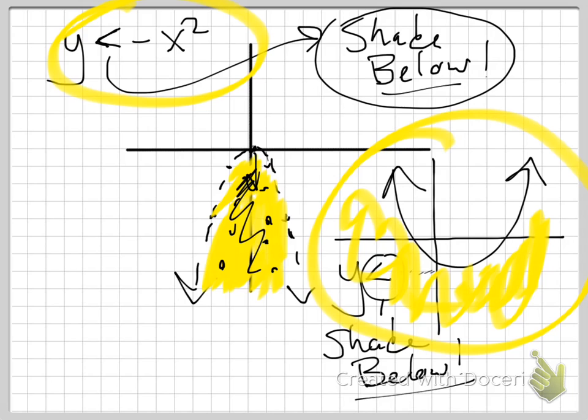And in this example, shading below is not inside of the U, it's on the outside of the U. So don't think in terms of inside, outside. Think in terms of what is above and below the vertex. If it's a less than sign, you will always shade below the vertex. In this example, below the vertex happens to be inside because it's opening downwards. In this example, below the vertex is on the outside because this one is opening upwards.